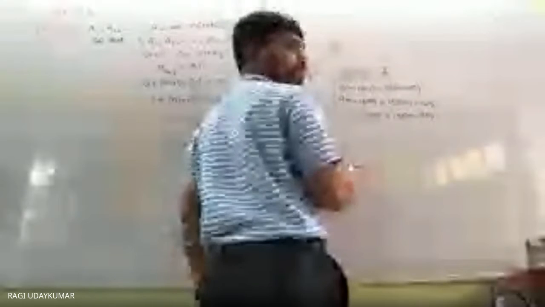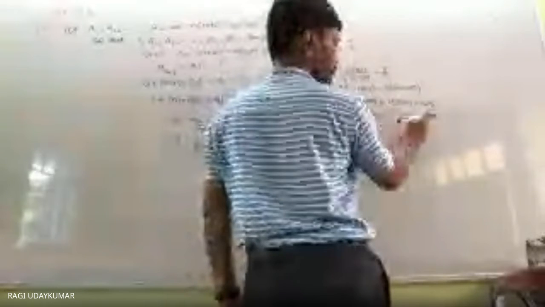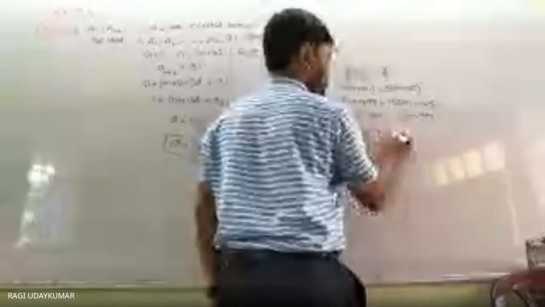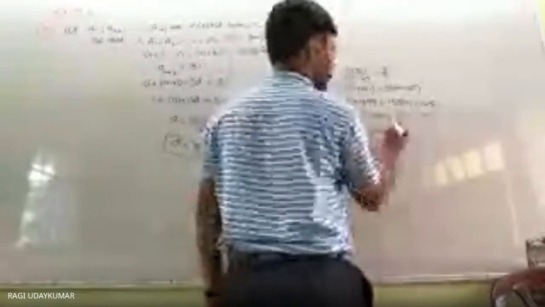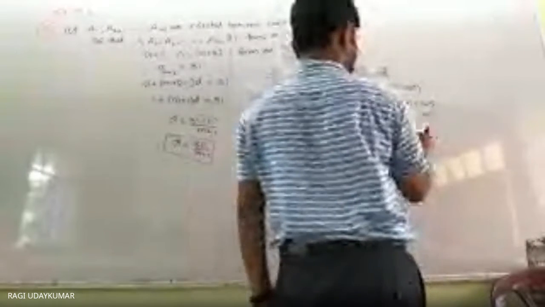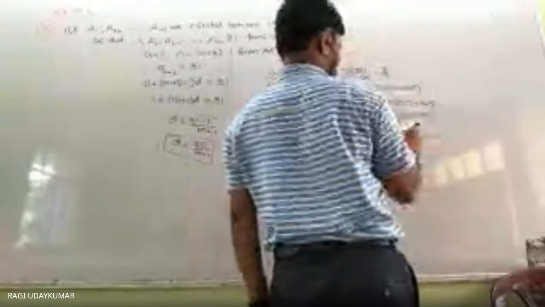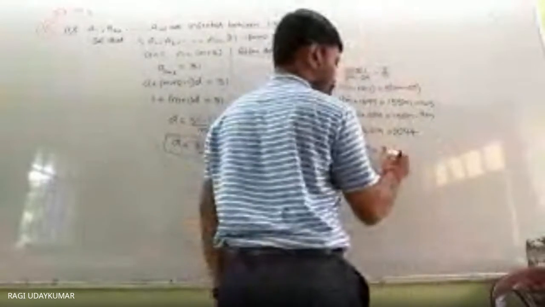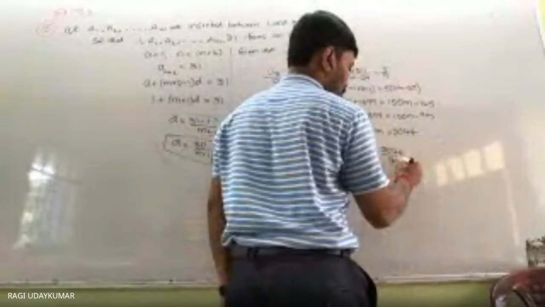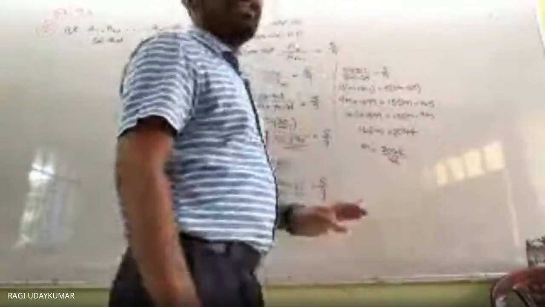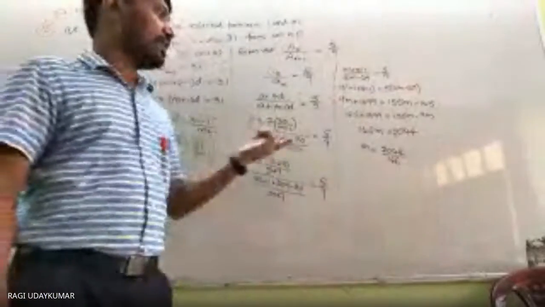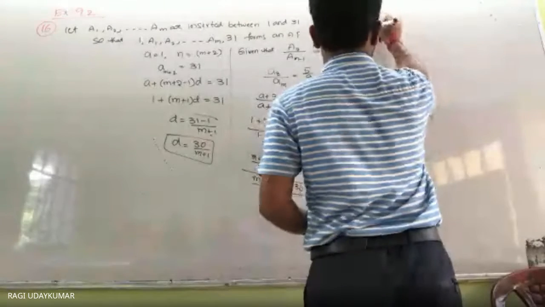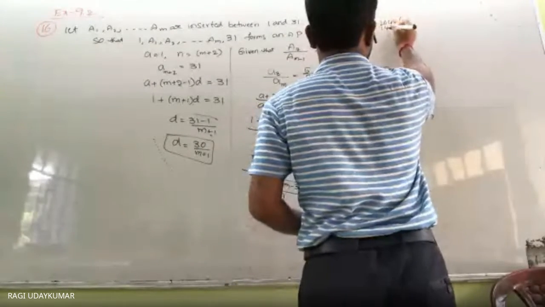So, add both. And subtract 9 from 155. 146m is equal to, adding both, 9 plus 4, 2044. m is equal to 2044 divided by 146. Actually, you need to find out the m value here. What m value will you get here? Divide 2044 by 146.